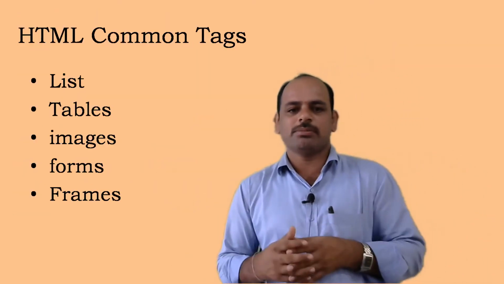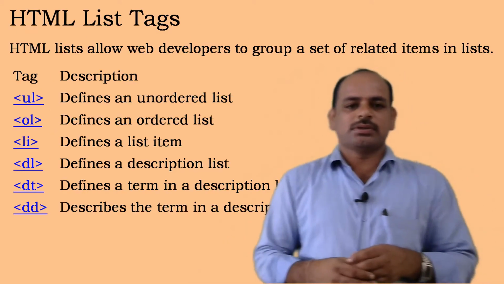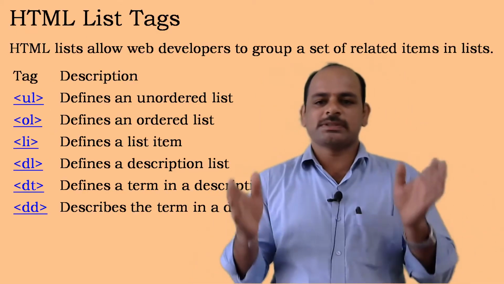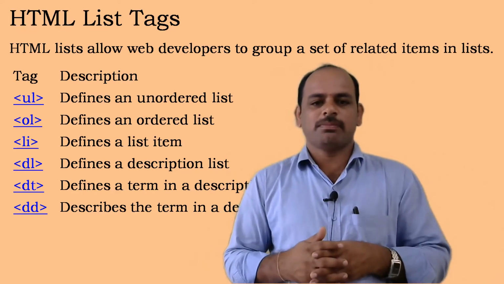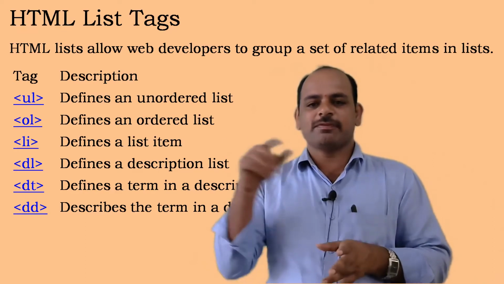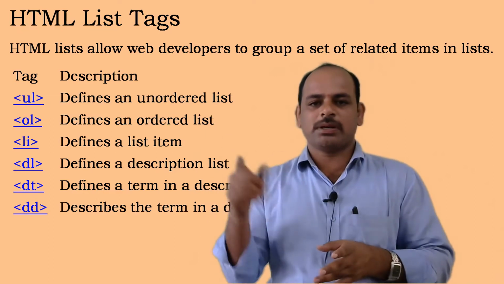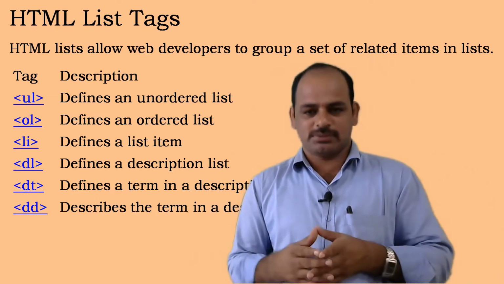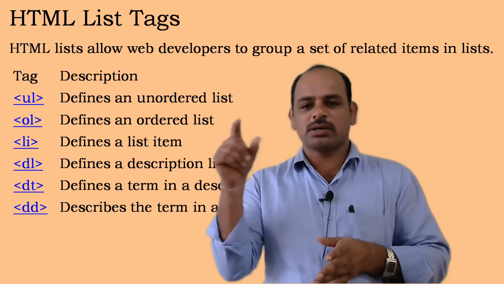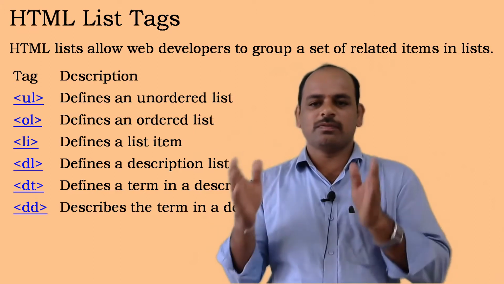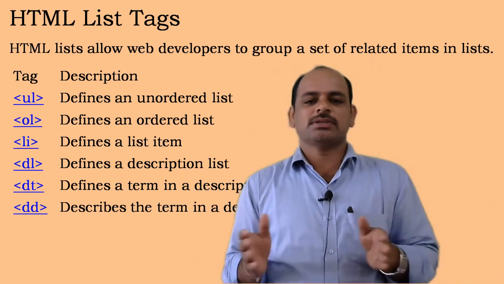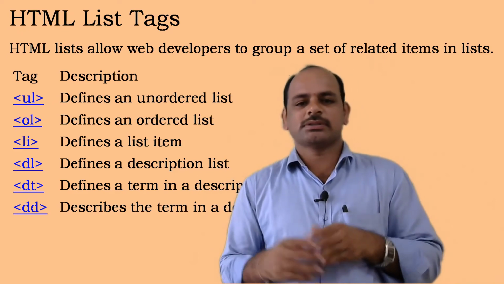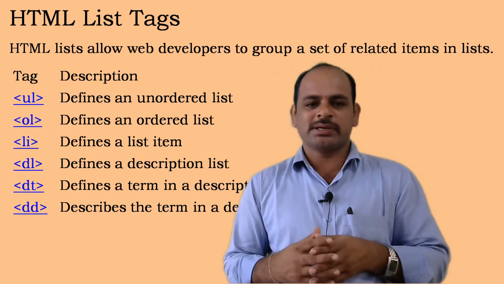So what will the list element do? The list allows web developers to group a set of related items, right? So you can place a list of elements. Suppose you want to prepare a list of food items, you can use the list tag here. All the food items will be in a list. There are various subtags for the list tag.